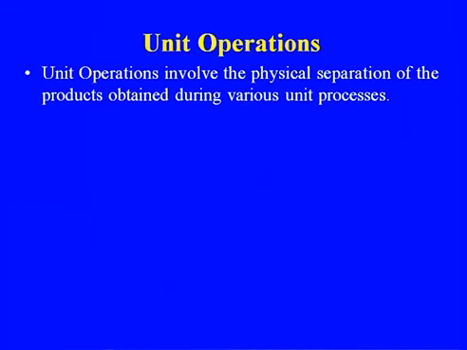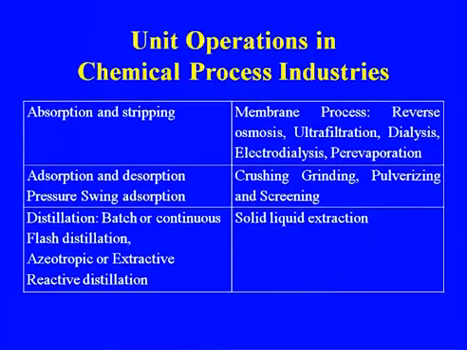That was the reason how from chemistry to industrial chemistry to chemical technology, and then finally it was in the hands of the chemical engineers to control the chemical industry. So, unit operations involve the physical separation of the products obtained during the various unit processes. A large number of unit operations are used in the chemical process industry, petroleum refinery, and petrochemical industry. First, one of the very common unit operations is absorption and stripping, adsorption, desorption, pressure swing adsorption.